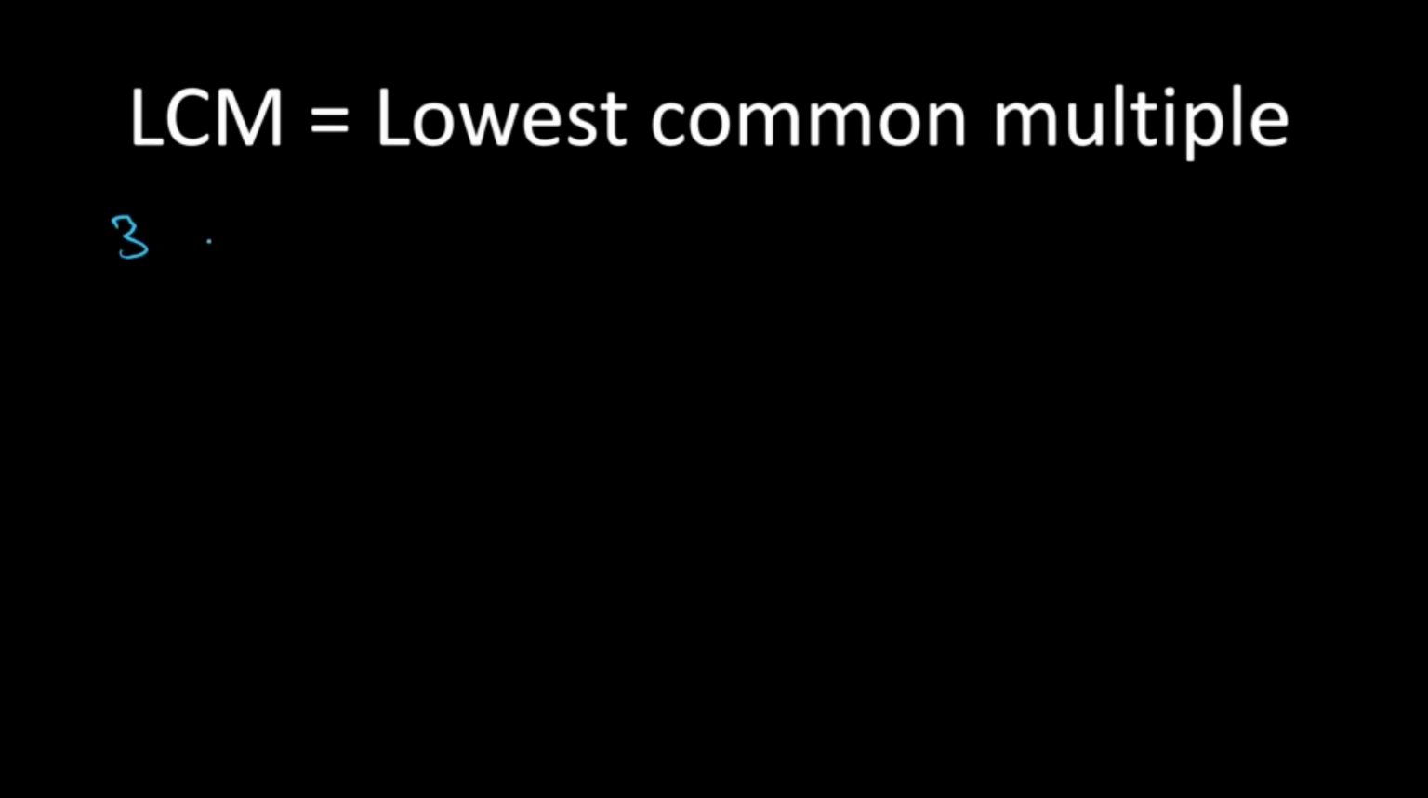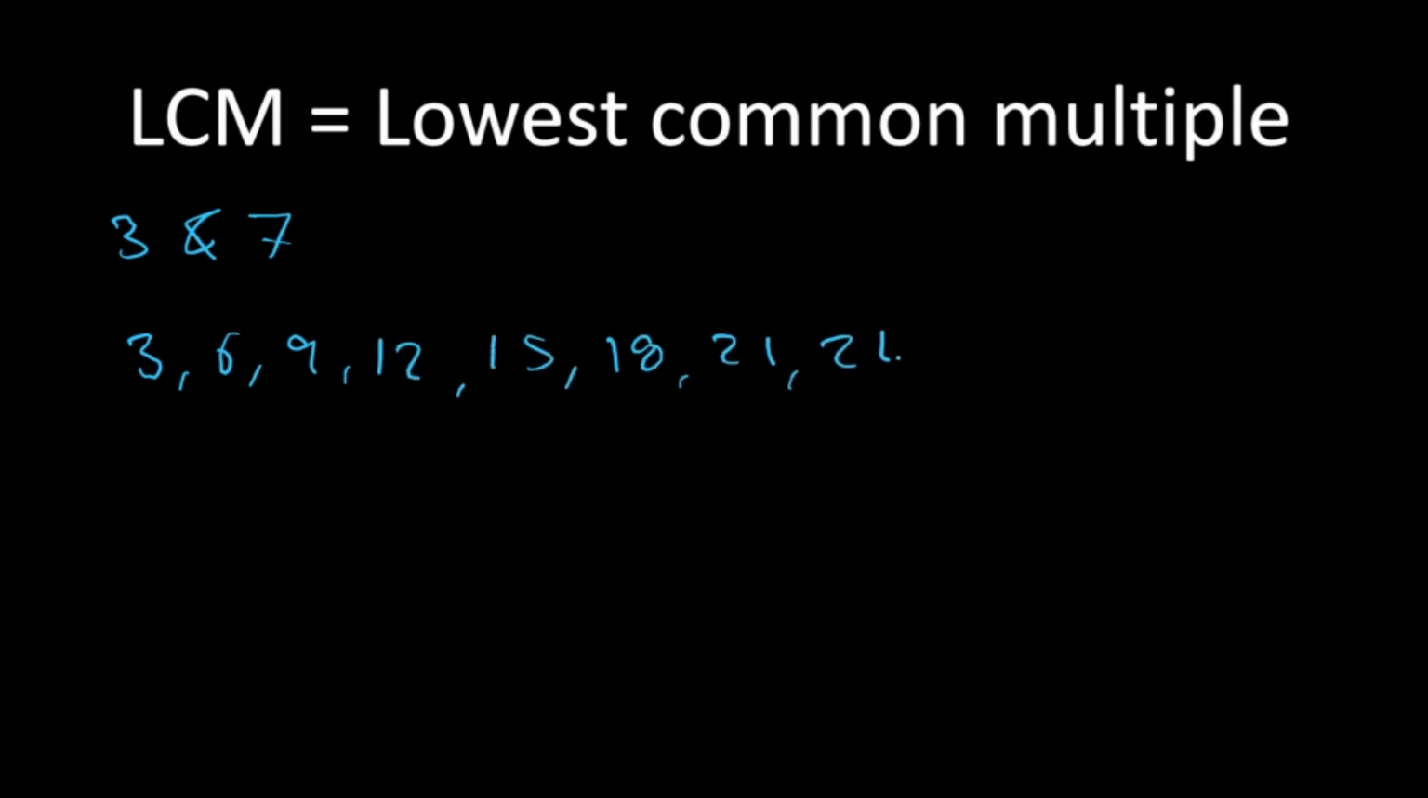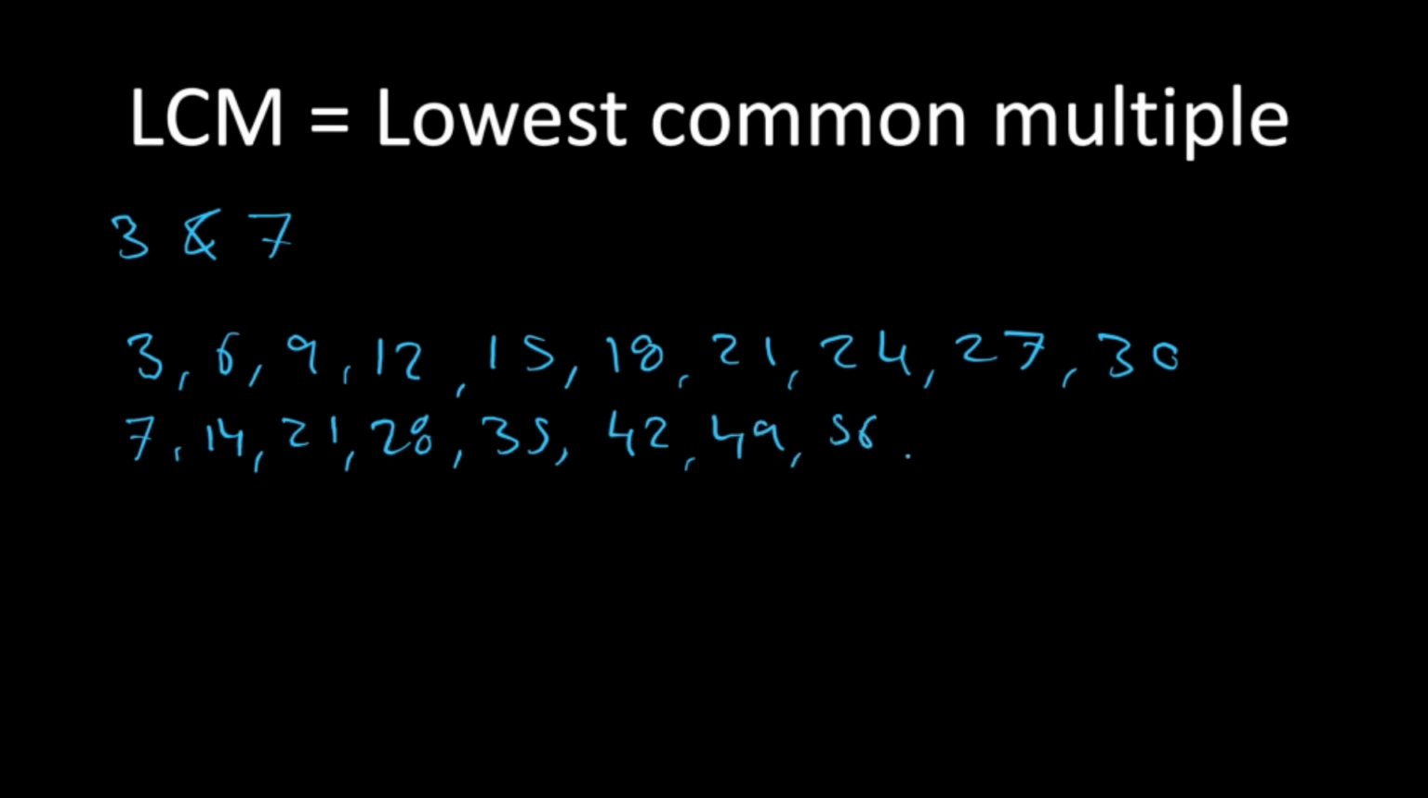Now another example, 3 and 7. Again, you would write the list of multiples of 3. So that's 3, 6, 9, 12, 15, 18, 21, 24, 27, and 30. You do the same for 7. So 7, 14, 21, 28, 35, 42, 49, 56, 63, and 70. Again, you would look for the lowest multiple that's found in both 3 and 7.